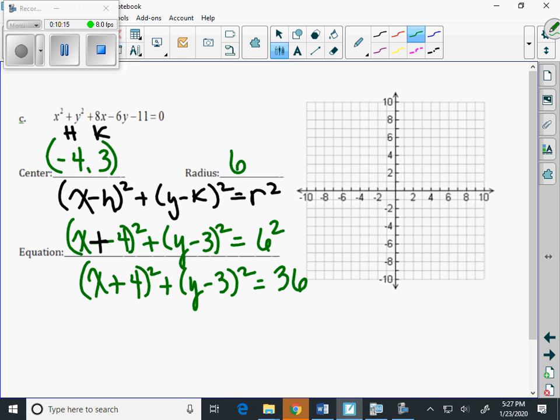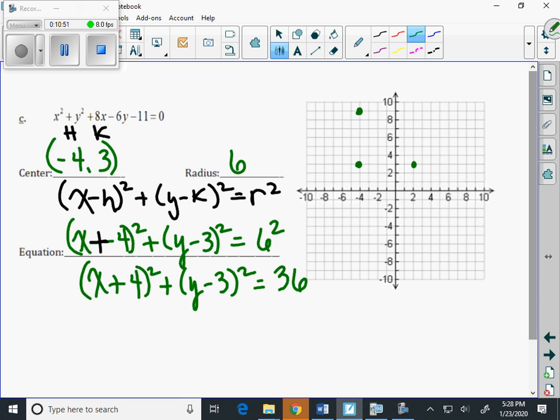By the way, I'm supposed to have been graphing these, so let me at least graph this one here. Negative 4, 3. And when we graph, what we want to do is count up from that center point, in this case 6, the distance of the radius. 1, 2, 3, 4, 5, 6. We're going to count right, 6. Sorry, it's not going to be there. We're counting from the radius, from the center. 1, 2, 3, 4, 5, 6.